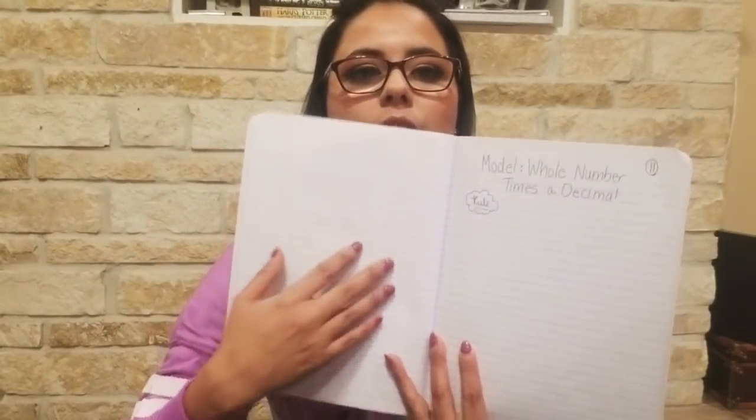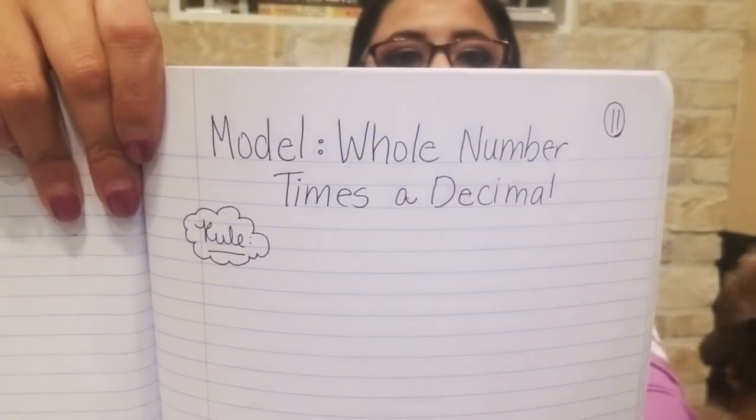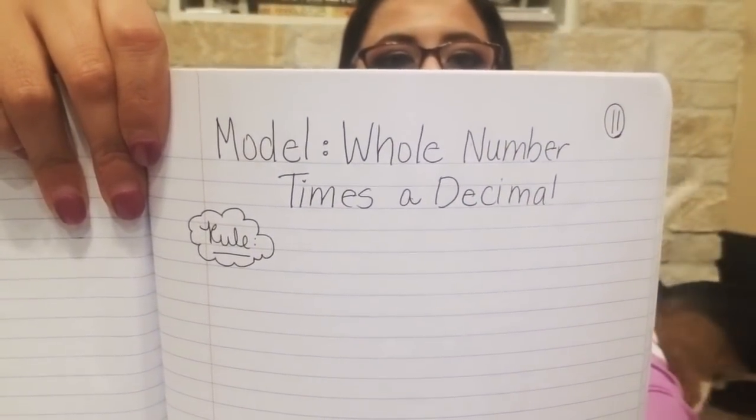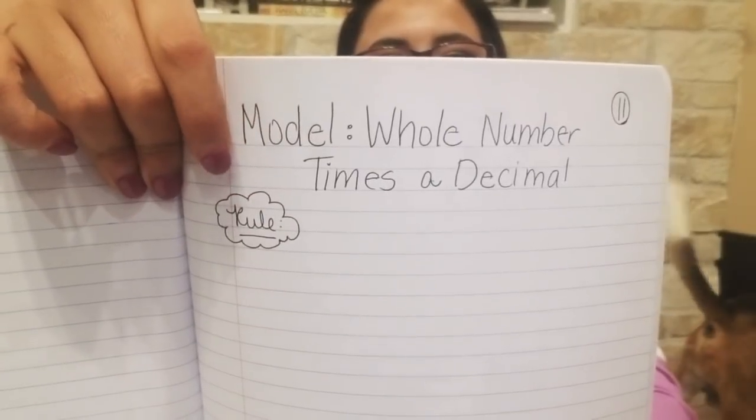All right. So I'm going to go ahead and turn to page 11 because we're on number 11, and that's always a fresh new page in our journal. There should be nothing here right now, so I'm starting over here. So go ahead and take a minute to write that down. Model, whole number times a decimal. And in a minute, we're going to write down the rule. Again, you can pause it as you need it.